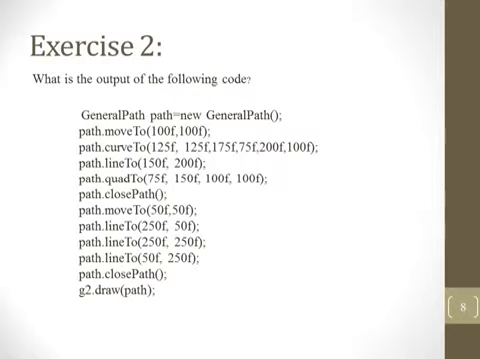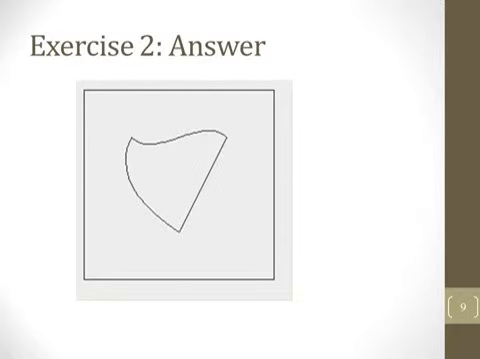Then we move to another point 50, 50, then we make a line to the point 250, 50, and then from 250, 50 a line to 250, 250, and from 250, 250 a line to 50, 250, and then we close the path and draw it. Here is the output, as we can see for the previous code. Here is the curveTo, and here is the quadTo, and here is the lineTo, which is a square.